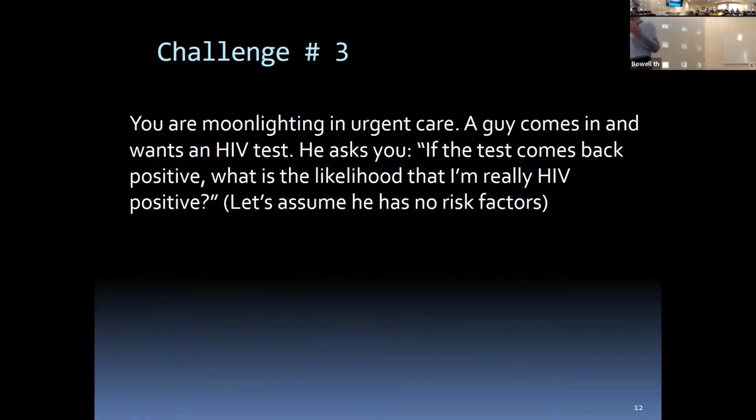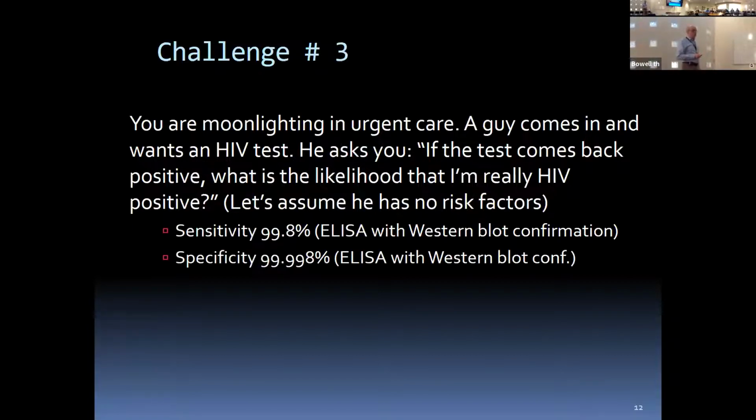But he has an additional question. He says, if the test comes back positive, what's the likelihood that I'm really HIV positive? That's a fair question, right? And let's assume no respect. Right. So I'm going to give you the beauty of this test.